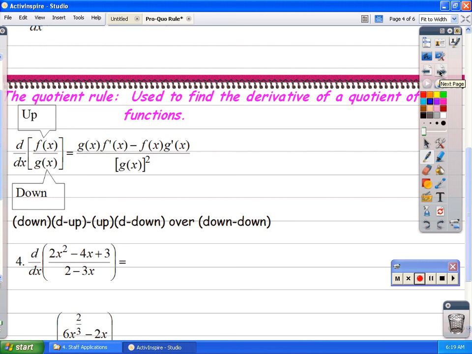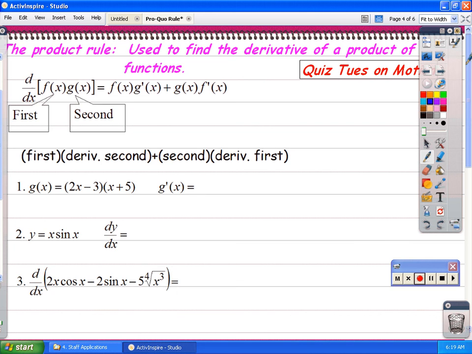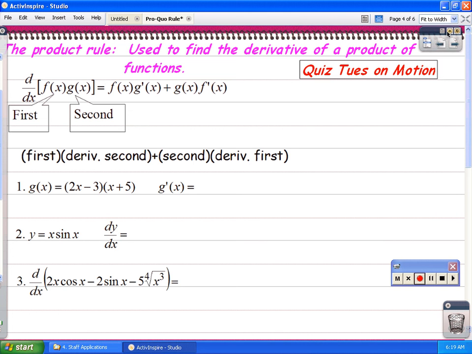This page is in your packet, and again, this is simply a strategy for finding derivatives, as you can see. The product rule is used to find the derivative of a product of functions. We already have the constant rule. The derivative of a constant is 0. We have the power rule that allows us to take the derivative of power functions.